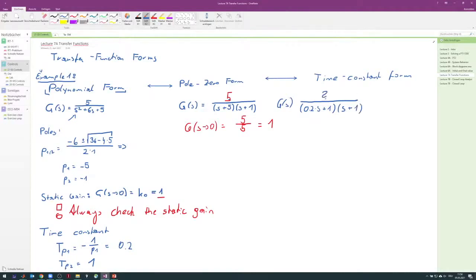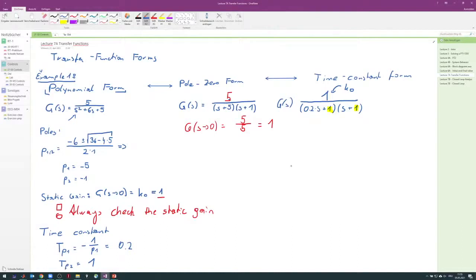So again, the question is what goes here? And here's the trick. In the time constant form, you always have ones here, right? They are always 1 because this is the definition of a time constant form. You can directly write your static gain here, and the static gain is 1. So what needs to go here is 1, right? Now, if you check the static gain, it's again 1. That needs to be the case.